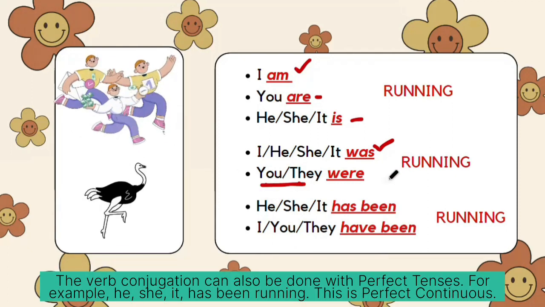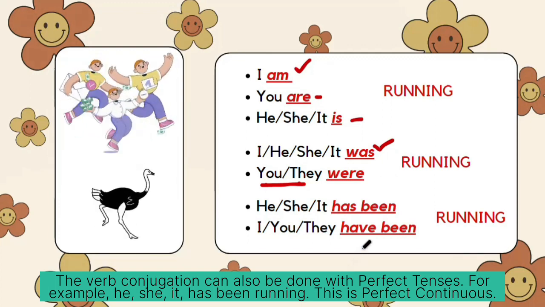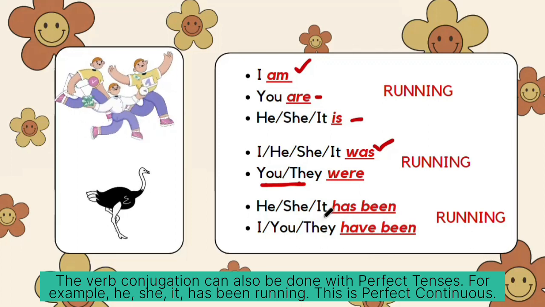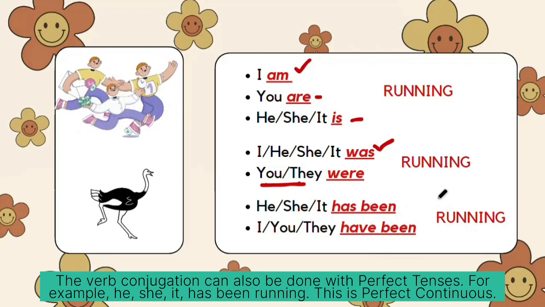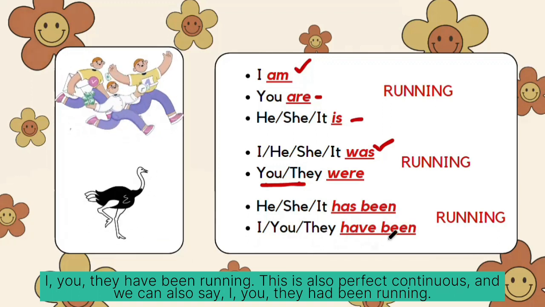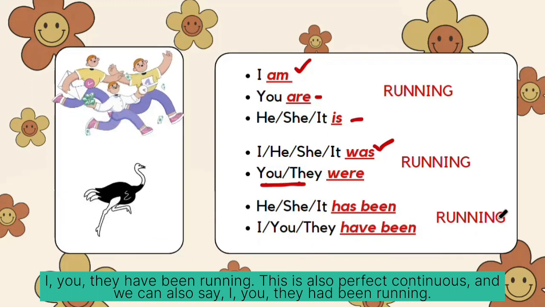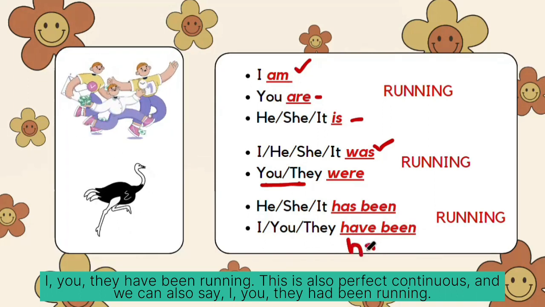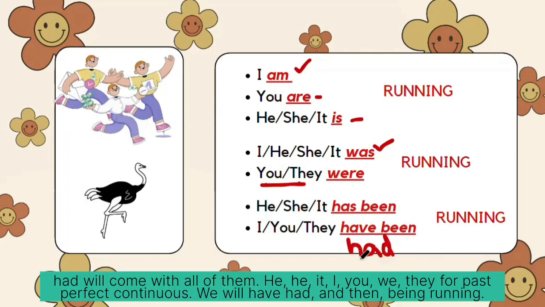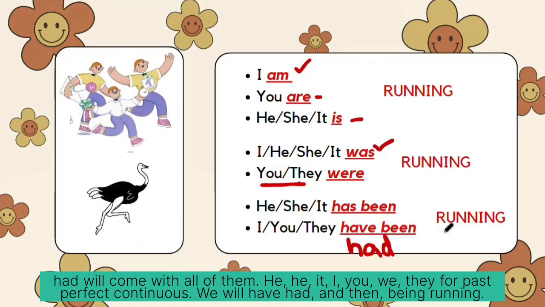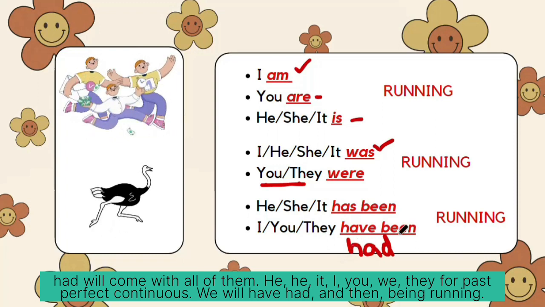Verb conjugation can also be done with perfect tenses. For example, he, she, it has been running. This is perfect continuous. I, you, they have been running. This is also perfect continuous. And we can also say I, you, they had been running. Had will come with all of them. He, she, it, I, you, we, they. For past perfect continuous, we will simply have had and then been running.